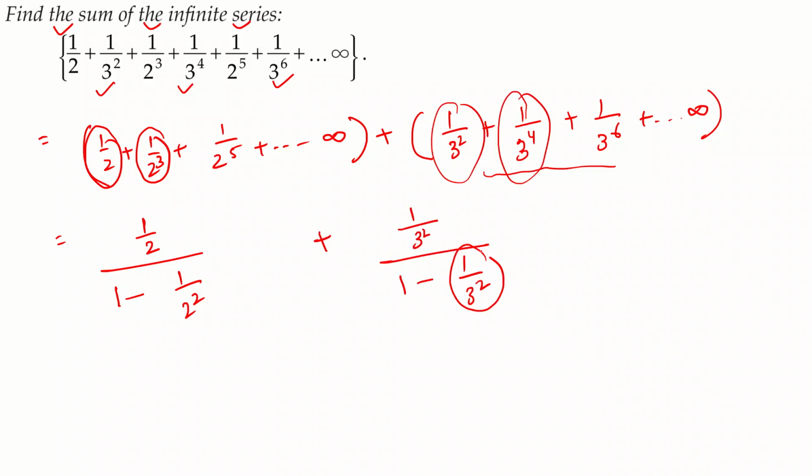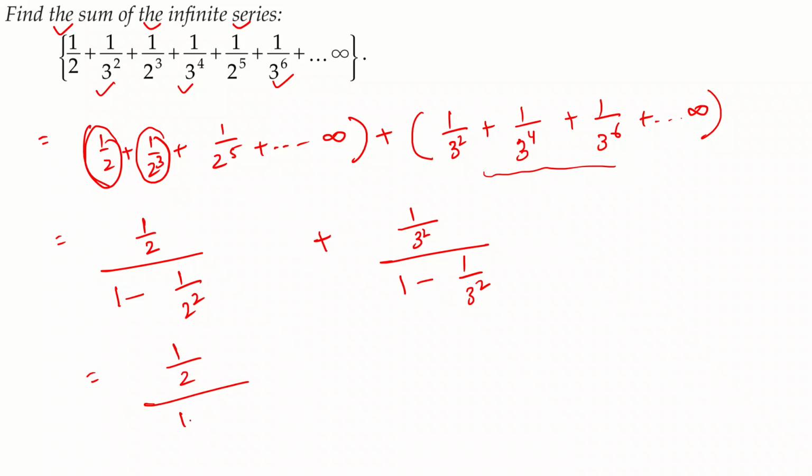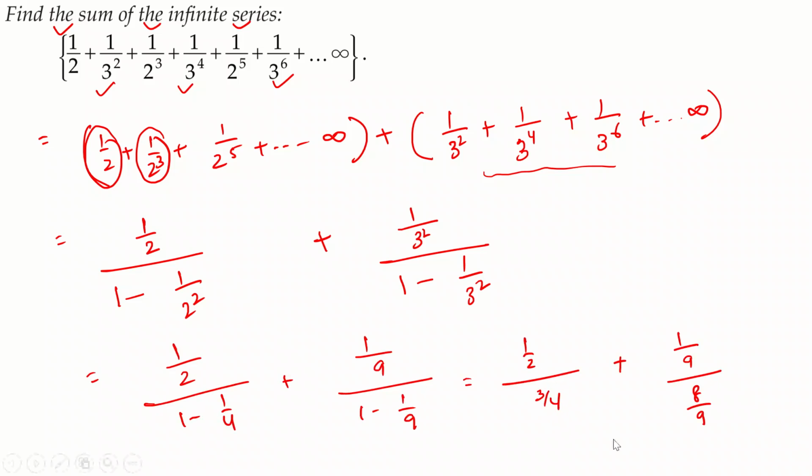Again, (1/3)² is 1/9, so this value is also less than 1, so we can apply the formula. Okay, now just simplify. (1/2) divided by (1 minus 1/4) plus (1/9) divided by (1 minus 1/9), which is equal to (1/2) divided by 3/4 plus (1/9) divided by 8/9.